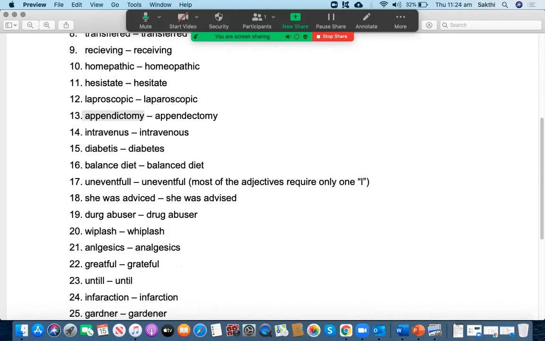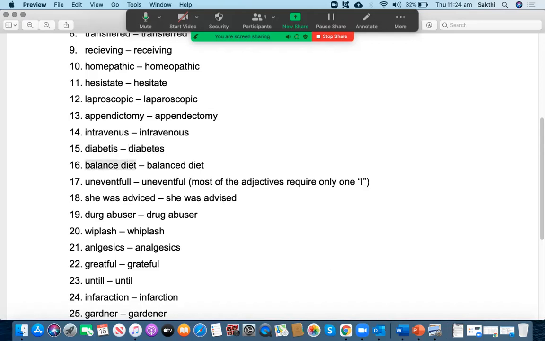Appendectomy. Remember that appendectomy doesn't need I. Appendectomy has got only E. It's going to be APPENDECTOMY. This is the correct spelling. So the one with the I is an incorrect spelling. Intravenous. Remember that intravenous has got OUS. It's INTRAVENOUS. This is the correct spelling. Diabetes. Remember that diabetes doesn't have I before. The correct spelling is DIABETES.